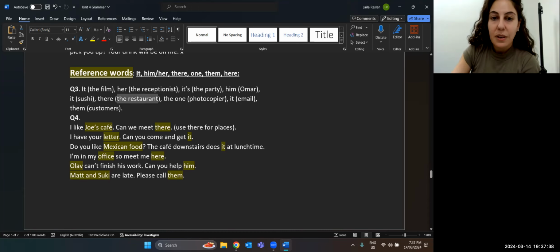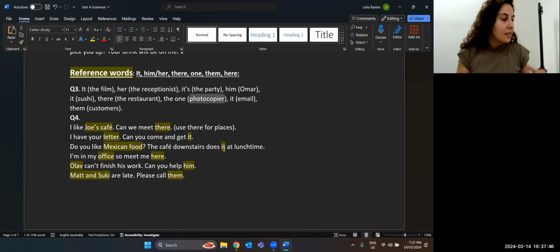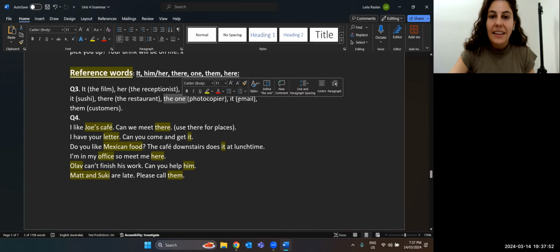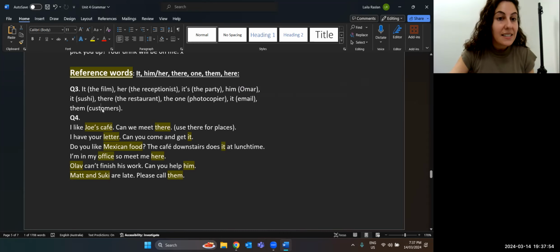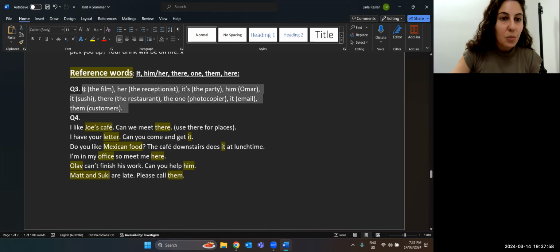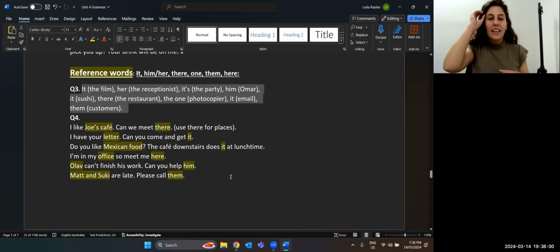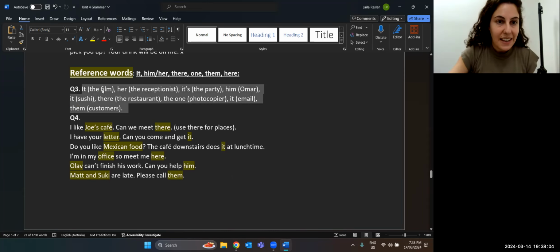And as we looked in the example, photocopier machine or your laptop, your phone, your book. If I want to say I have a book, the one that I have is by whatever. So the one. And an email would be it, and customers, because it's plural, it would be them. So these are words that I use when I don't want to repeat that noun. So these were just examples.